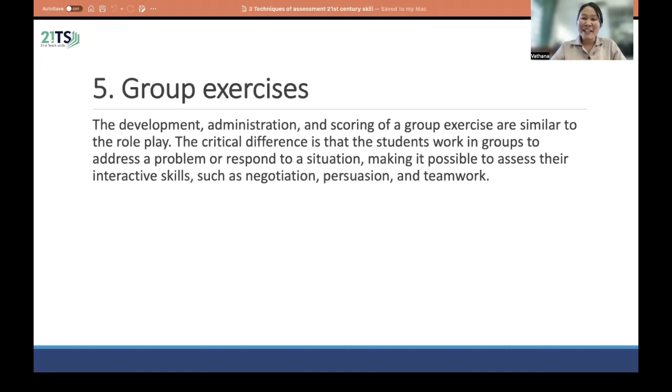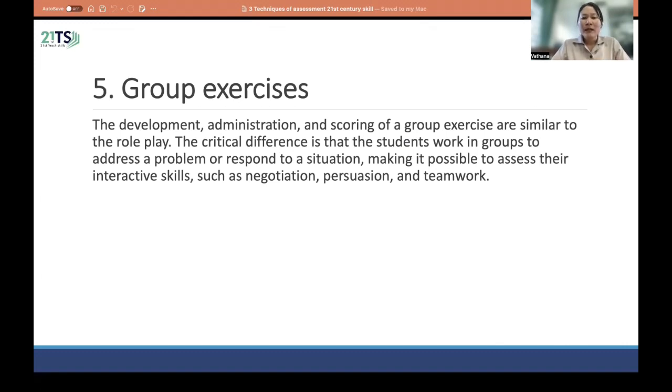It's the next part. So the development, administration, and scoring of the group exercise are similar to the role play. The critical difference is that students work in a group to address the problem or respond to a situation, making a process to assess their interactive skills such as negotiation, persuasion, and teamwork.